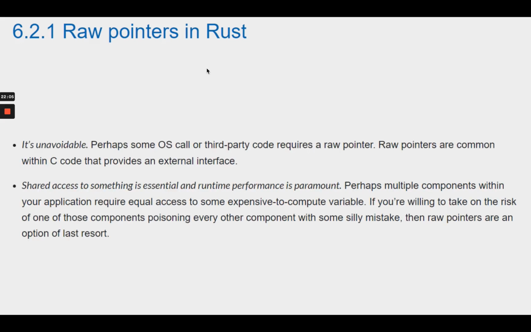It's unavoidable. Perhaps some OS call or third-party code requires a raw pointer. Raw pointers are common within C code that provides an external interface. Shared access to something is essential, and runtime performance is paramount. Perhaps multiple components within your application require equal access to some expensive-to-compute variable. If you're willing to take on the risk of one of those components poisoning every other component with some silly mistake, then raw pointers are an option of last resort.